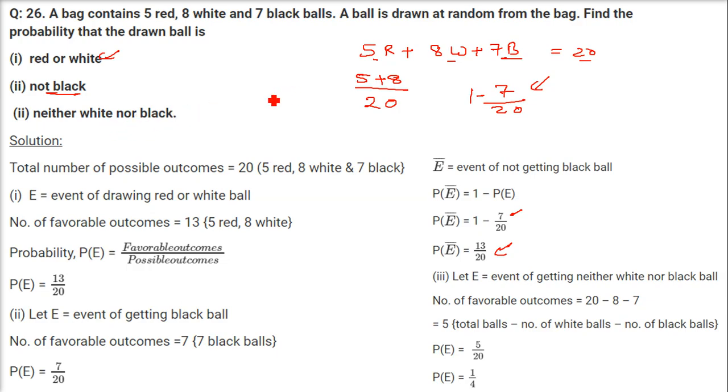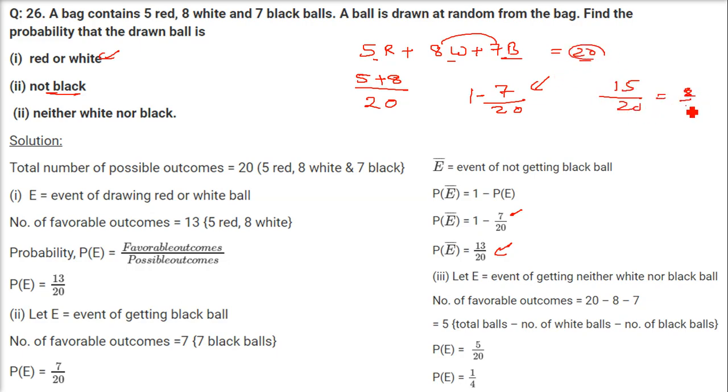Now let us come to white or black. So find out the probability of white and black. What is the white and what is the black? If you add them, it is going to be 15. So the white or black probability is given by the total number of white and black divided by the total number of balls, that is here 20.